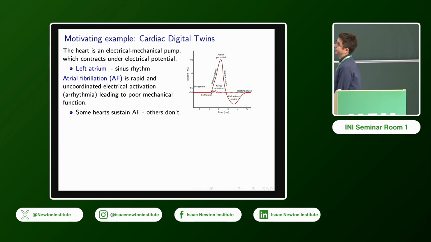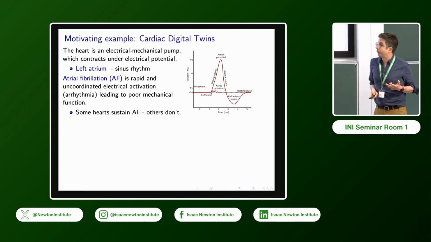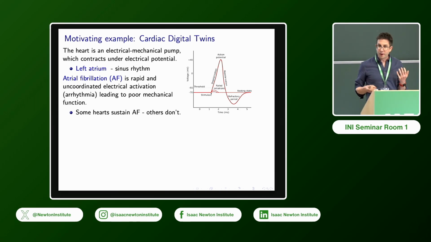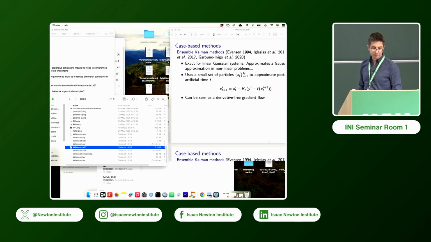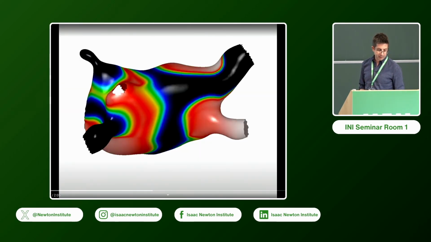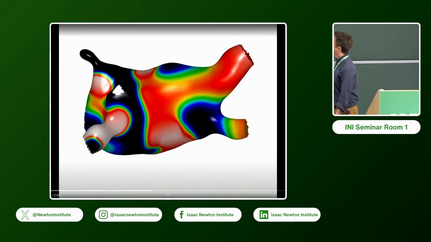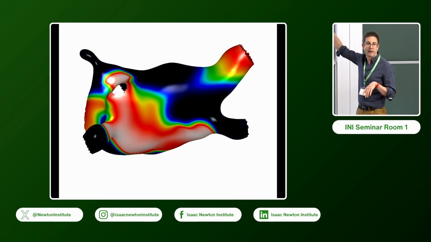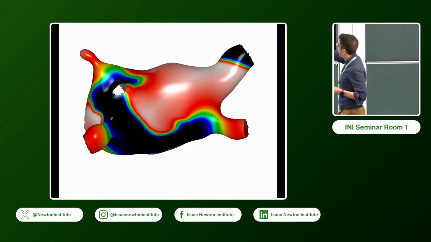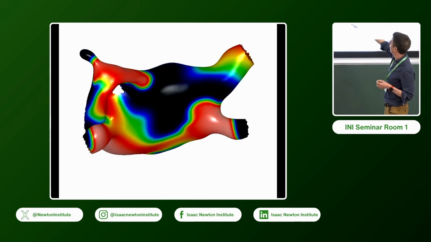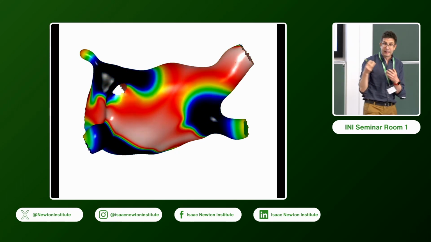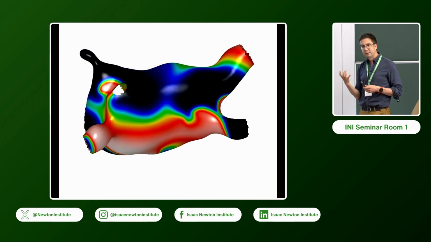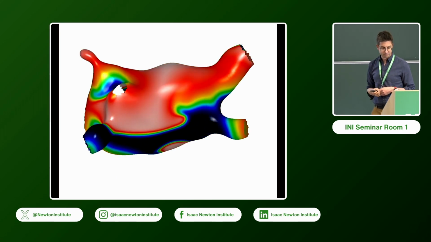So atrial fibrillation is when this goes wrong in some way. You might get uncoordinated electrical waves, and when they become uncoordinated, the heart doesn't beat properly. Okay. So this is an example of electrical fibrillation, atrial fibrillation. We've got these waves that just keep going round and round in an uncoordinated manner. And every time the wave front, the blue, gets somewhere, that bit of the heart contracts, but because the wave's all over the place, it doesn't contract in a way that causes the heart to pump efficiently.